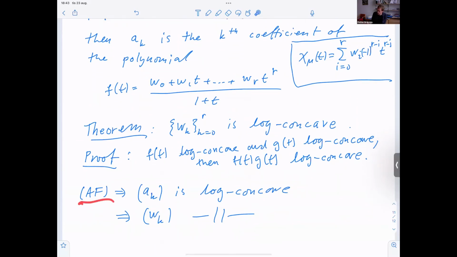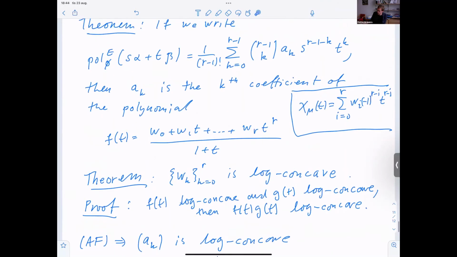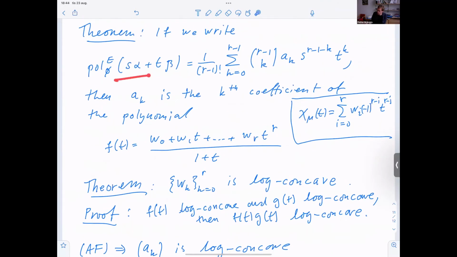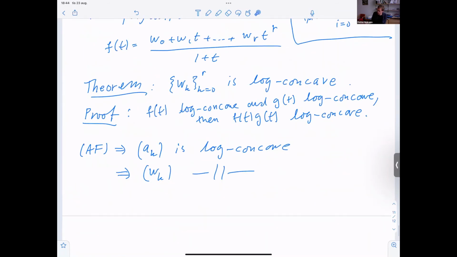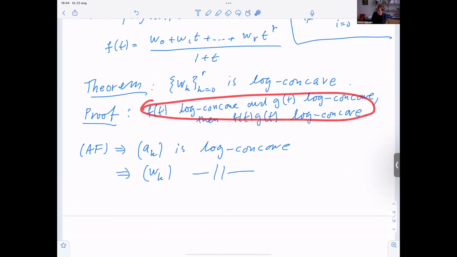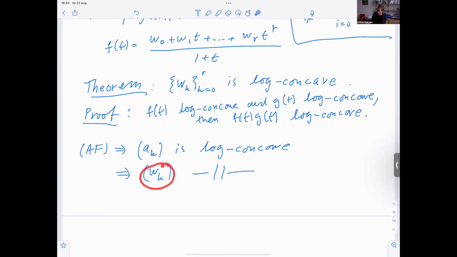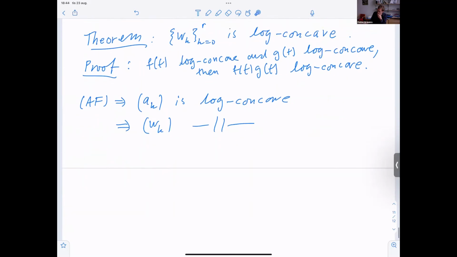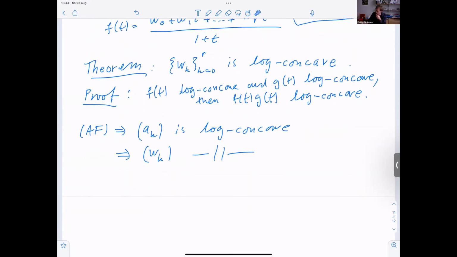And as I told you before, these Alexandrov-Fenchel inequalities imply that the sequence a_k is log concave, since these coefficients here are these mixed derivatives. And then we get from this that these Whitney numbers of the second kind or of the first kind are log concave. And I guess this is the proof.